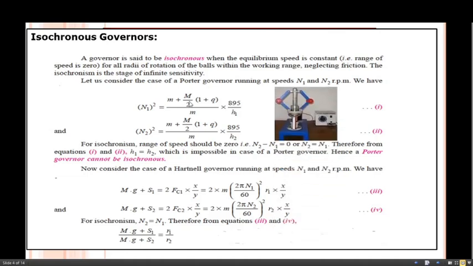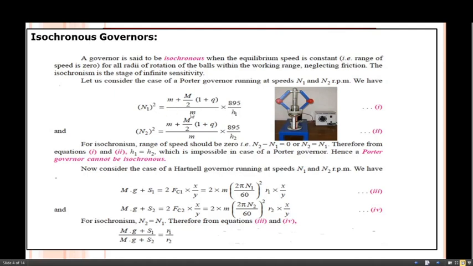So we have this relation in the case of a Porter governor. This equation we have considered corresponds to the minimum radius of rotation, and this equation corresponds to the maximum radius of rotation. Here the Q is considered in the equation, and when the values of alpha and beta are different, the value of Q depends upon that. We can simplify the relation between the height of the governor and the speed of the governor.